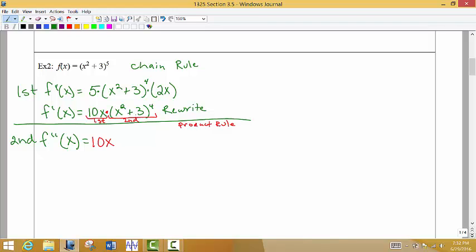Now when I go to take the derivative of the second part, since that's a group of terms raised to a higher power, then I have to use the chain rule. Okay, so I'm going to write down here that for this part right here, I'm going to use the chain rule.